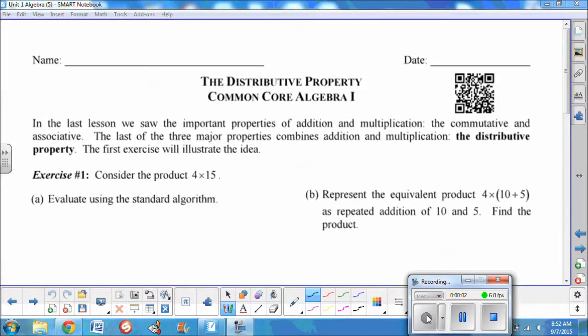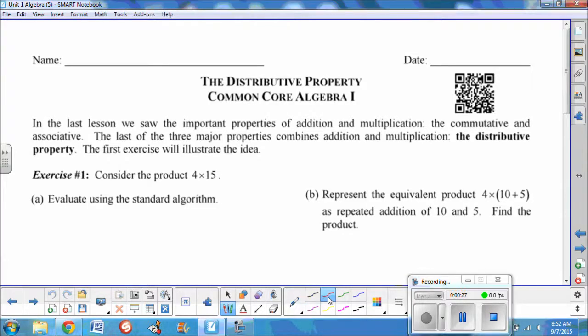So last lesson we talked about the commutative and associative properties. So we're going to talk about the last of the big three, let's call them, which is the distributive property. And you'll see throughout this course and throughout many of your other math courses that the distributive property is really a big deal. So let's talk about this, and let's start basic.